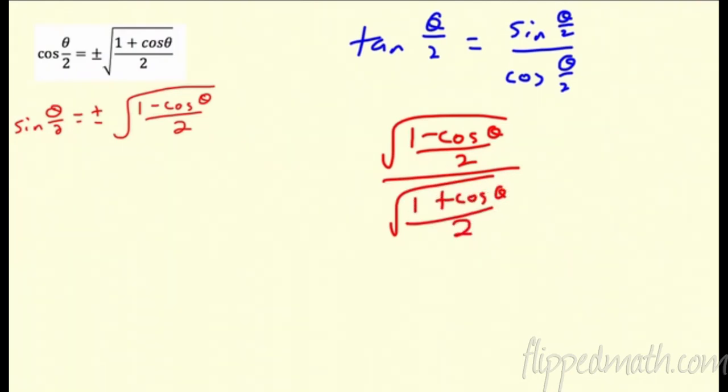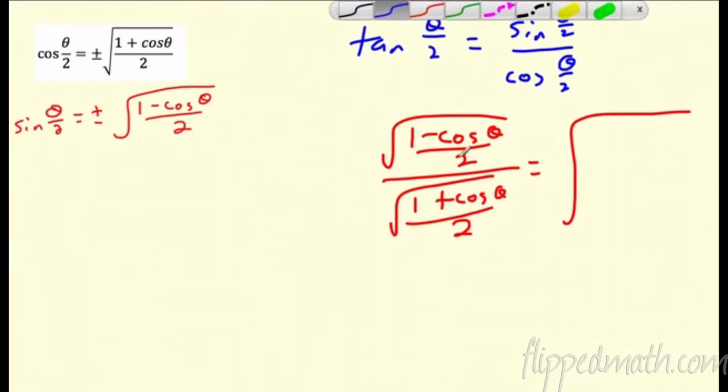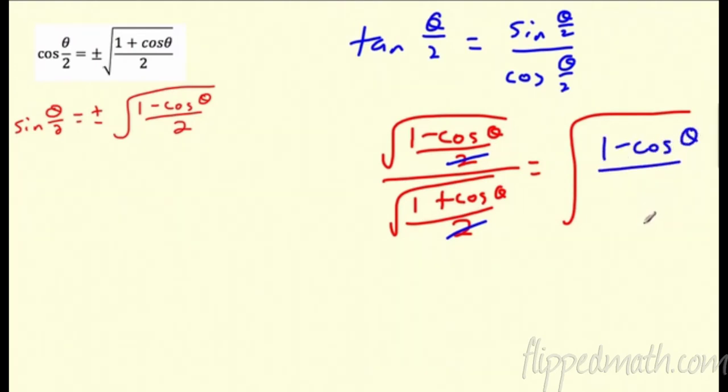That looks awful, but it's not too bad. I can put the square root over everything, top and bottom. Check this out: it's a fraction of a fraction, but the denominators are the same, so I can just cancel them out. I'm looking at 1 minus cosine over 1 plus cosine. I'm going to throw in the plus or minus. So really, there it is.